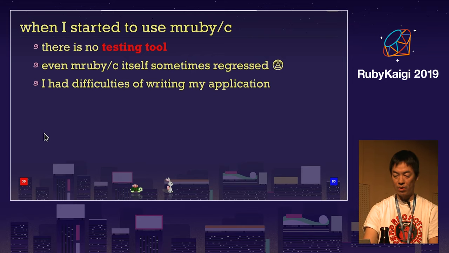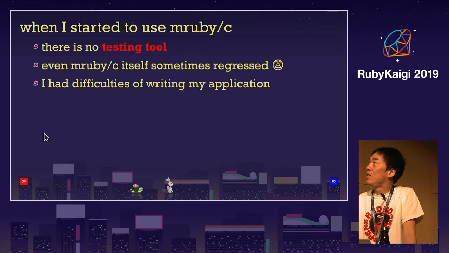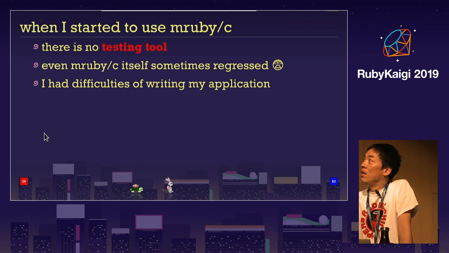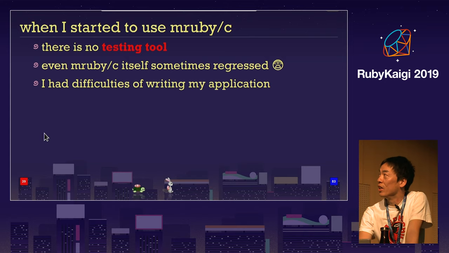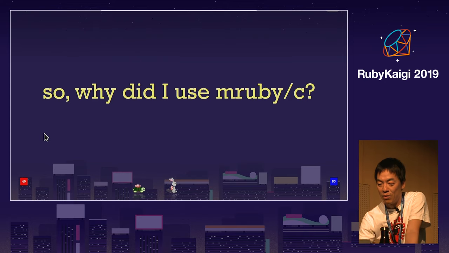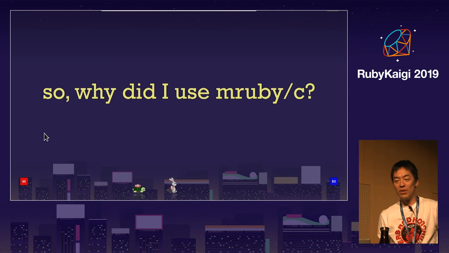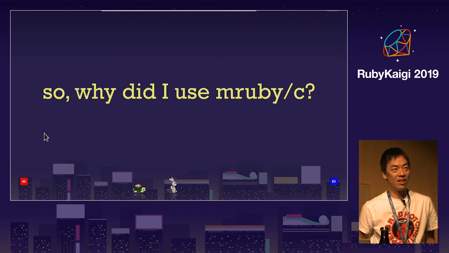Now, let me talk about old times. When I started to use mrbc, there was no testing tool. Even mrbc itself sometimes regressed. So I had difficulties writing my application. But so, why did I use mrbc-c?